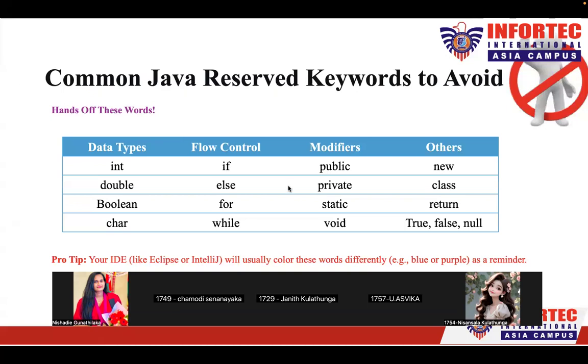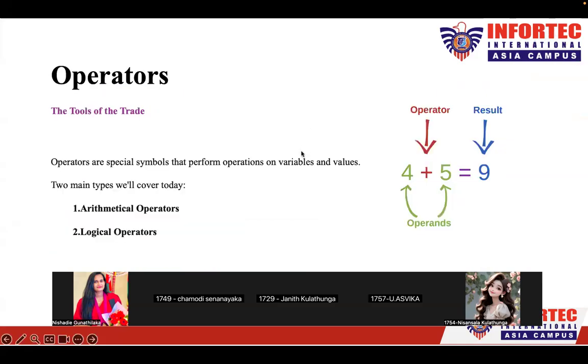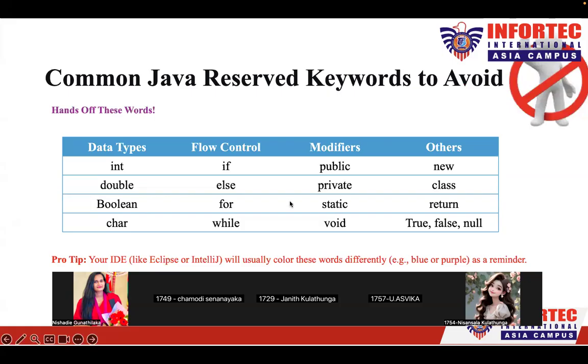And then we have something called modifiers. A modifier always tells us who can access our code. If you use the word public, it will be open to everyone. Like that, we have private, static, void. You can see all the words are simple, so you have to write them in this way.